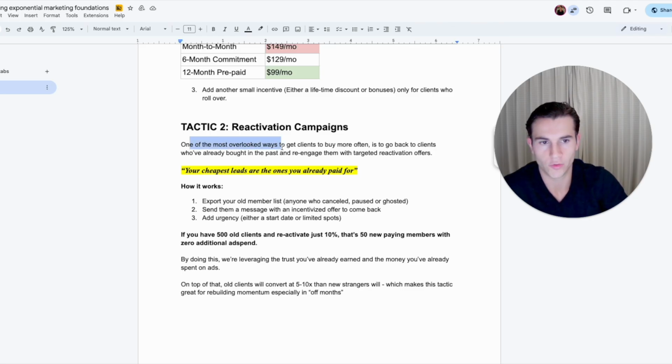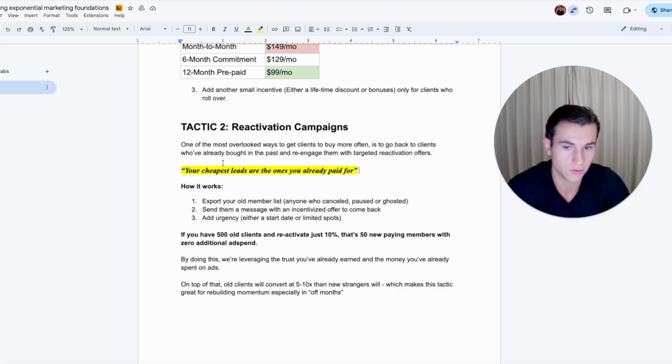So one of the most overlooked ways to get clients to buy more often is to go back to clients who've already bought in the past and re-engage them with targeted reactivation offers. So your cheapest leads are going to be the ones you have already paid for. The people who have already been in your database, who have maybe gotten a couple text messages or a couple phone calls or whatever, okay?